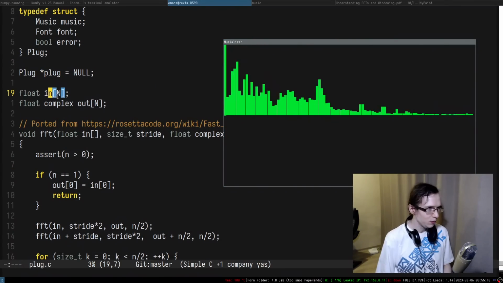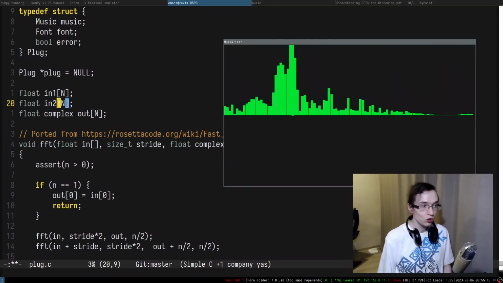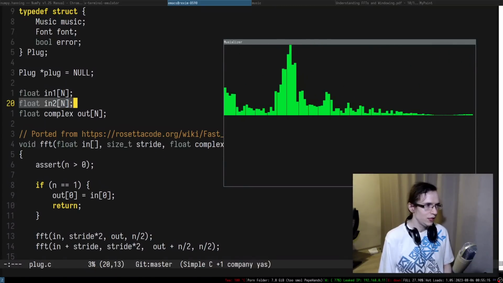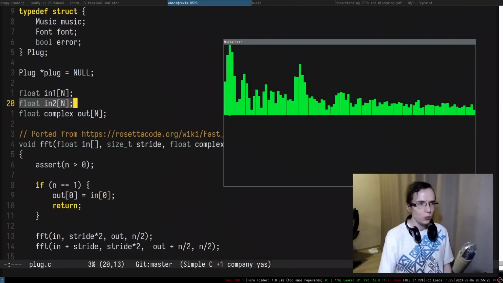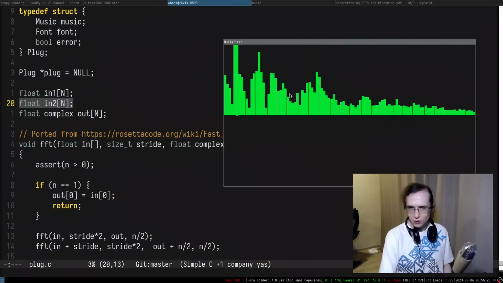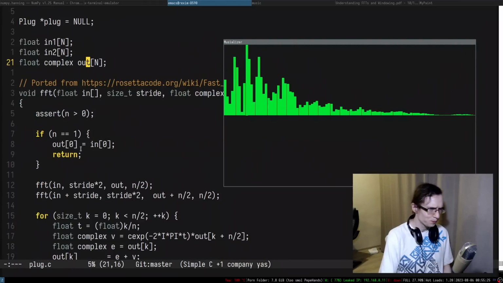So maybe we have to have input 1 and input 2, right? Essentially input 2 is going to be the windowed input. Oh, we can kind of see the notes in here, right? So we can see them.